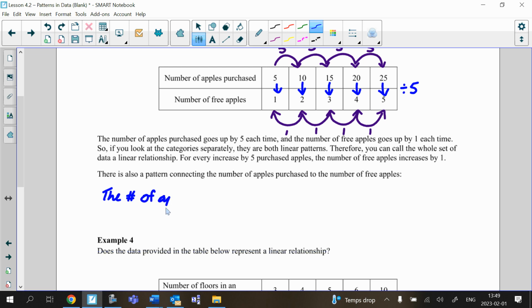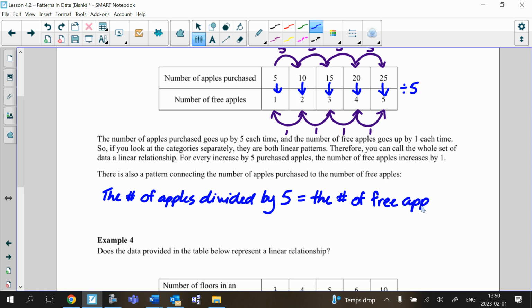So that way you could figure out, I mean, this is actually more efficient. This is a pattern we want to know more, because then we can answer more questions from it. Like, if I said, how many free apples would you get if you bought 45 apples? Well, you could keep counting up until you get 45, but that's not very efficient. All I have to do is take 45, divide by 5, and know that I get 9 free ones.